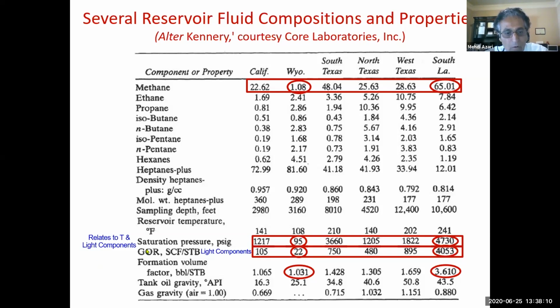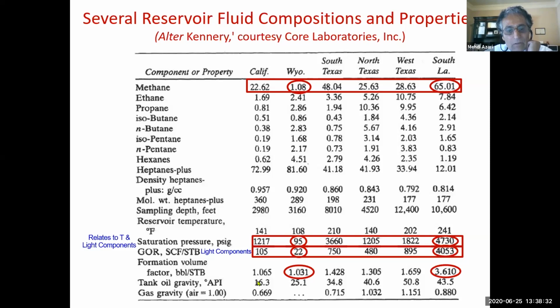And then look at the GOR, gas oil ratio. Again, very, very similar. The GOR of this one is 4,000. So there's 4,053 standard cubic feet of gas per each barrel of oil. And then this one has 22. So this is, again, directly related to the methane content, okay?